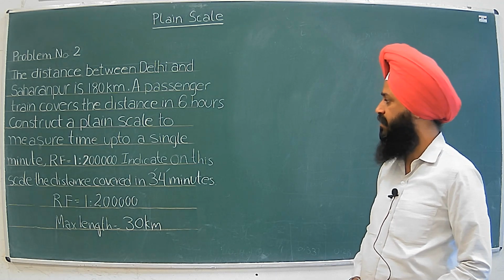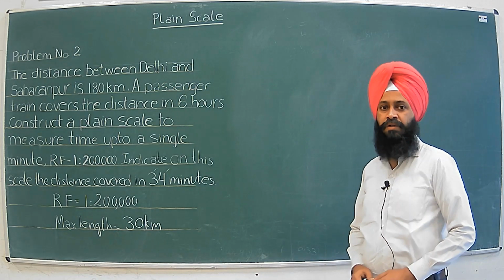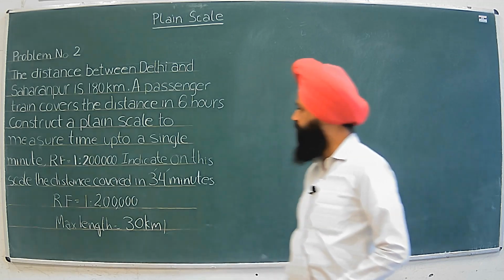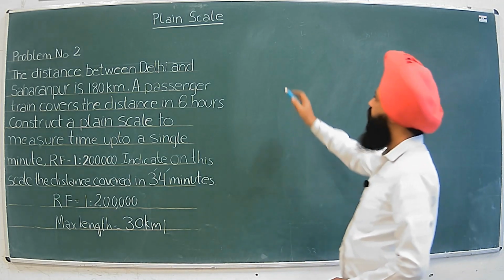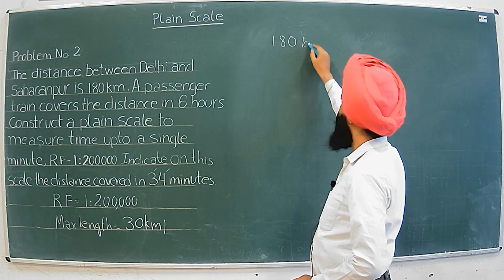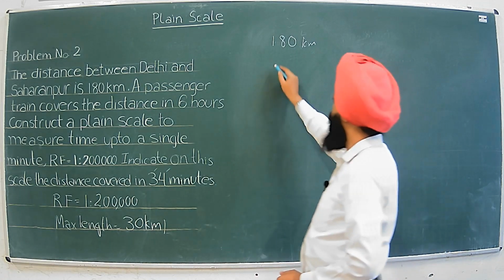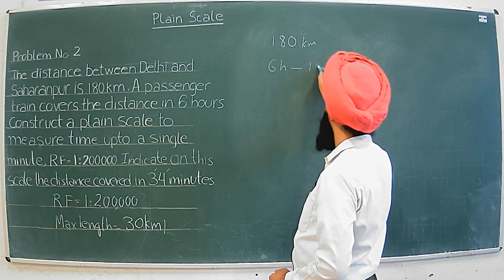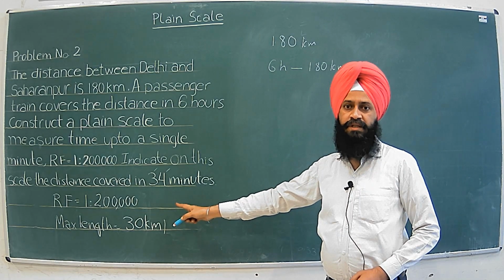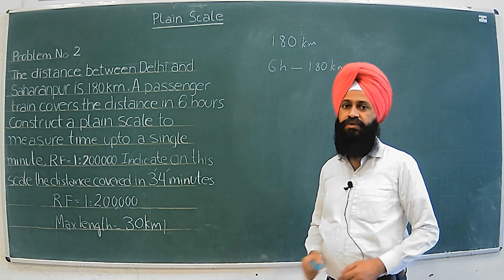Okay. So RF is 1 is to 2 lakh. So the maximum length is 30 kilometers. Why is it 30 kilometers? Because we are given the distance covered by the train is 180 kilometers in 6 hours. So 6 hours corresponds to 180 kilometers, and we are to show this time of 34 minutes on this scale.